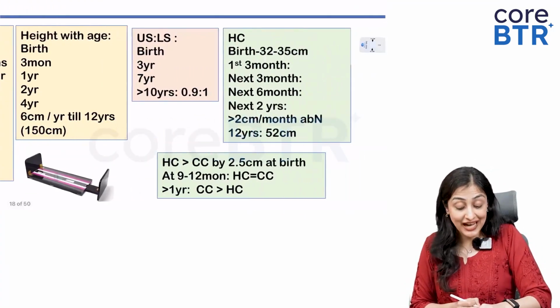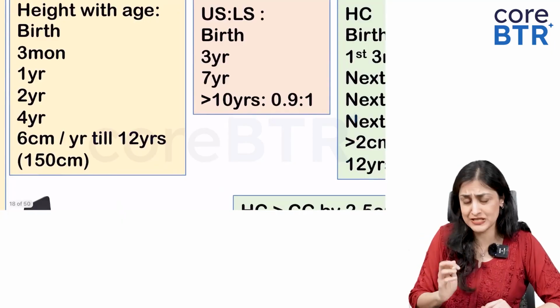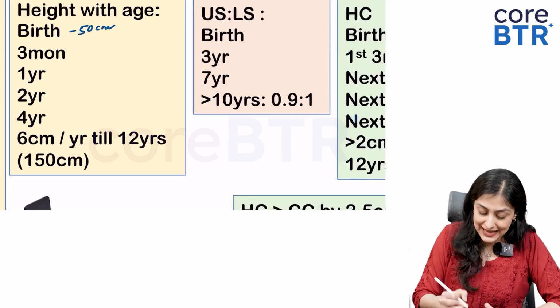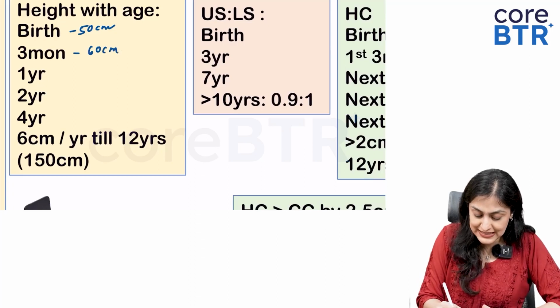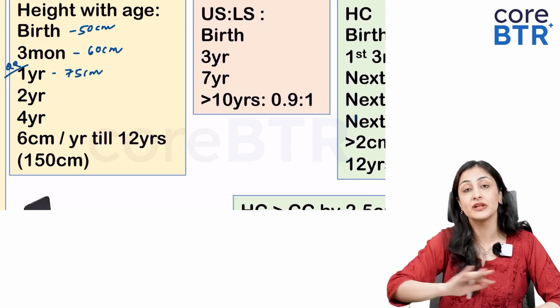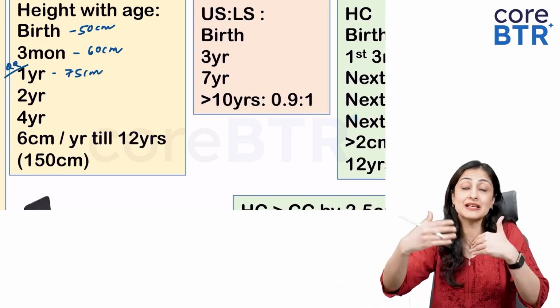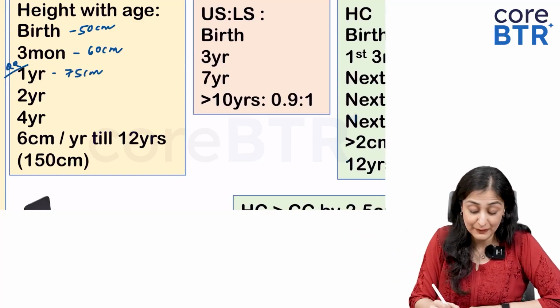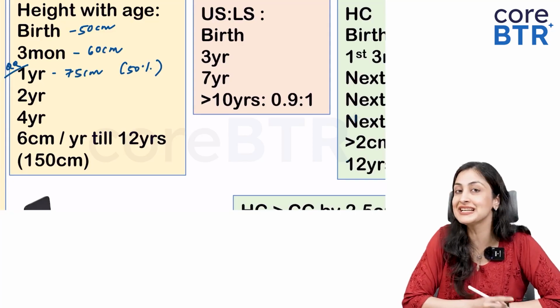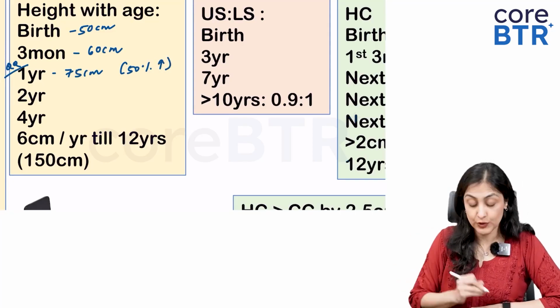Then when we talk about height with age, so here we'll do specific numbers. So usually the birth length is 50 centimeters. At 3 months, it becomes 60. At 1 year, it becomes 75. So this is where the baby will grow the maximum. In your entire life, your maximum growth happens in the first year, because never again you are going to have a 50% increase in your length, right? So that's your maximum growth.